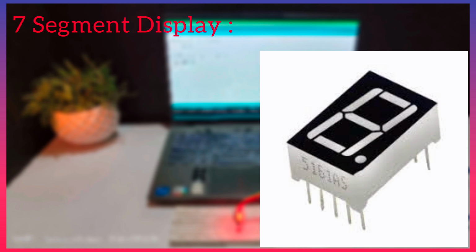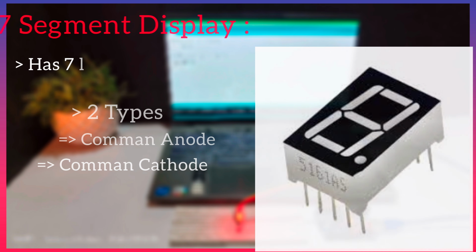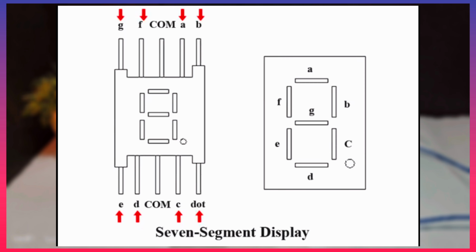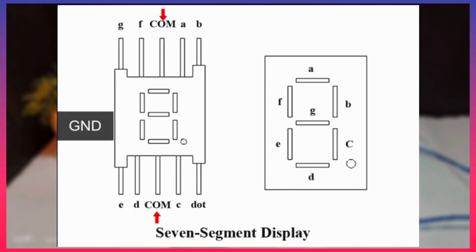The 7-segment display. The 7-segment display has 7 LEDs arranged in the shape of the number 8. There are 2 types of 7-segment displays: common anode and common cathode. In a common cathode, pins A, B, C, D, E, F, G and dot must be connected to the positive 5 volts. The 2 common pins must be connected to the ground.